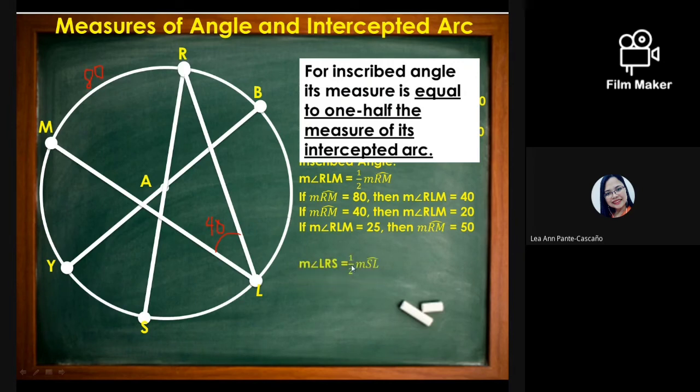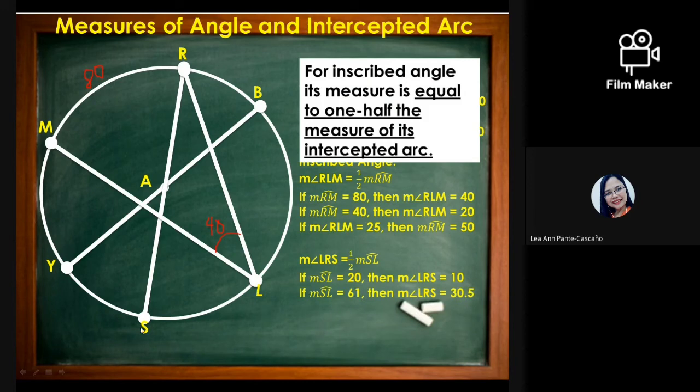Okay? Let's have another. Find the measure of angle LRS. Ito naman daw ang hahanapin natin. Ang equivalent daw neto ay half degree measure of arc SL or pwede namang arc LS. If arc SL is 20, therefore, the angle is 10.